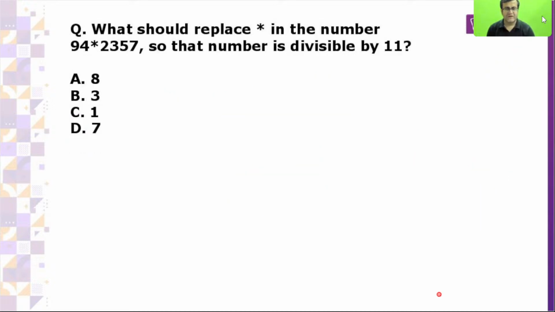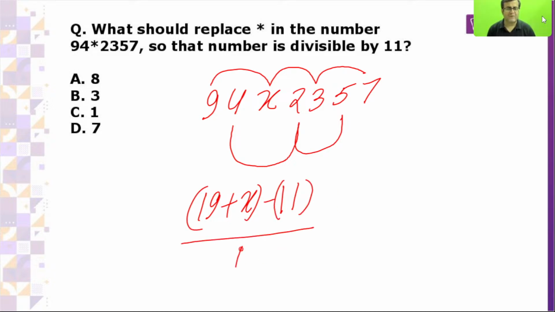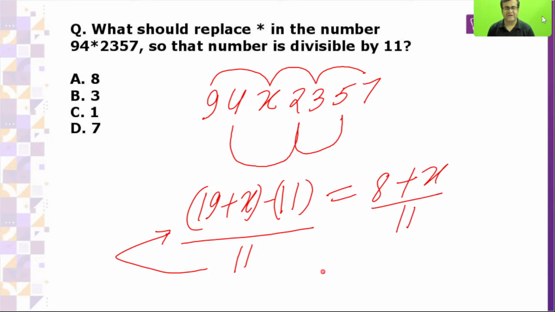Let's go next. Divisible by 11. What will you do? 9, 4, x, 2, 3, 5, 7. In case of 11, everybody knows alternate digits. 4 plus 2, 6, 6 plus 5, 11. 9 plus x plus 3 plus 7. 7 plus 3, 10. 10 plus 9, 19. 19 plus x. The difference should be equal to 0 or a multiple of 11. The sum of digits at odd place is 19 plus x. The sum of digits at even place is 11. So you are left with 8 plus x. It should be divisible by 11.